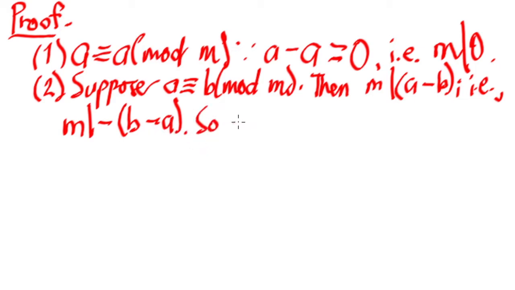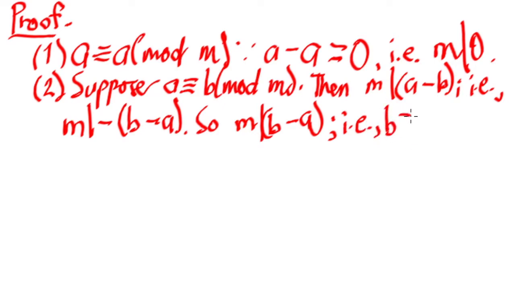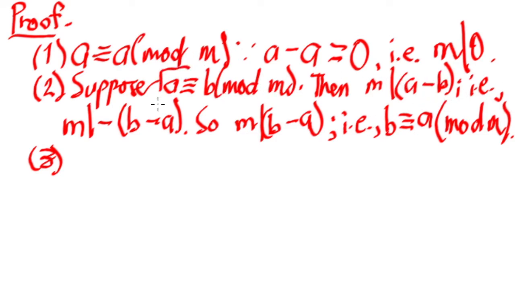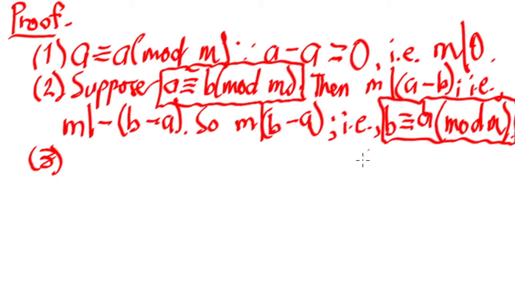So by that, we say that M is divisible by B minus A, the difference of B minus A. That is to say, B is congruent to A mod M. So the symmetric property holds. If you haven't seen number 2's conclusion yet, we supposed that A congruent to B mod M is true. Therefore, B congruent to A is true.